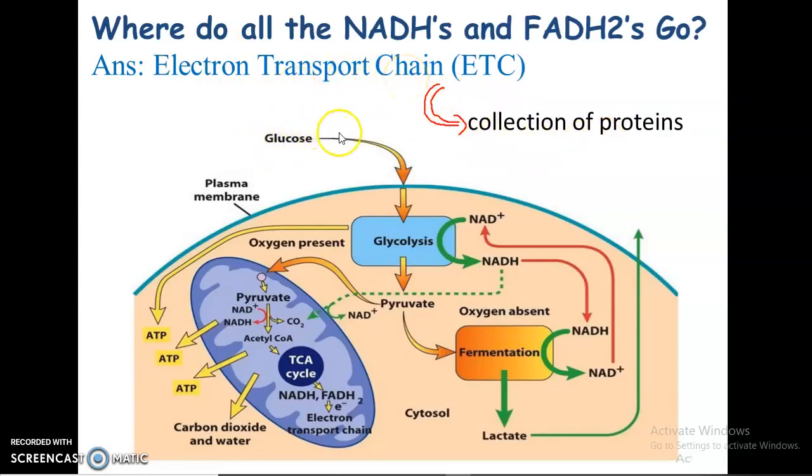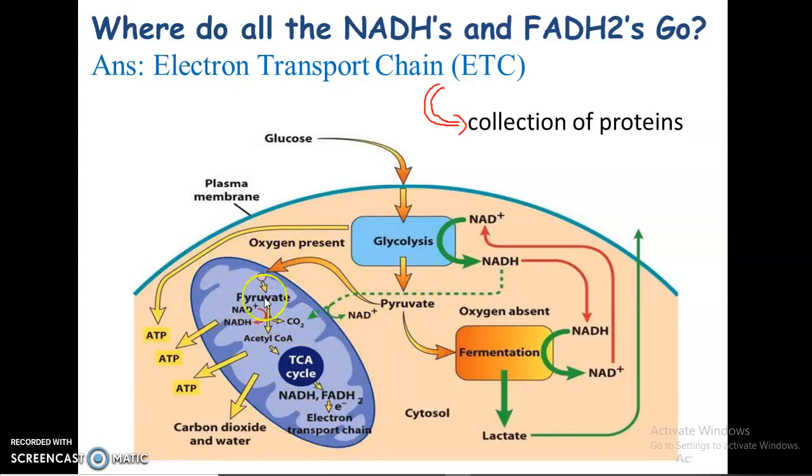Here is the starting of the catabolic process from glucose. Then glucose enters into a cell. This is a cell. Then through glycolysis, there will be conversion of glucose into pyruvate. Then what will be the fate of pyruvate? There are two fates depending on the presence or absence of oxygen. If there are oxygen molecules, then this pyruvate will enter into the mitochondria.